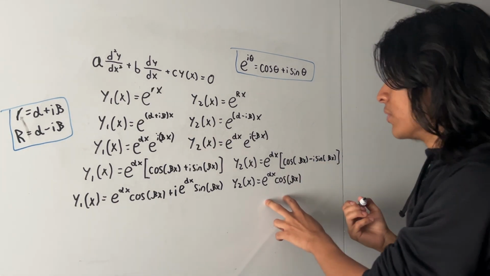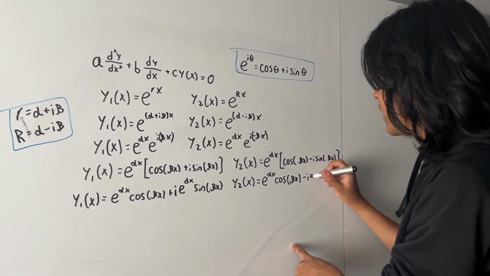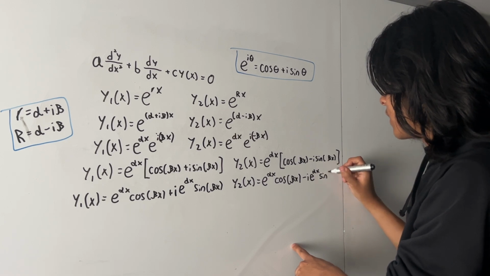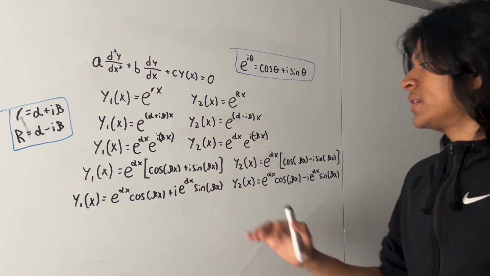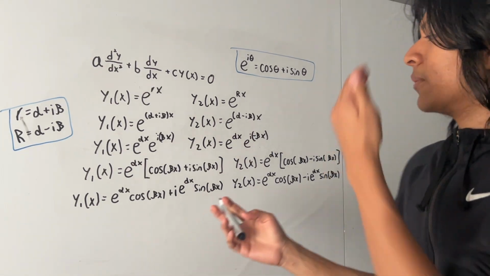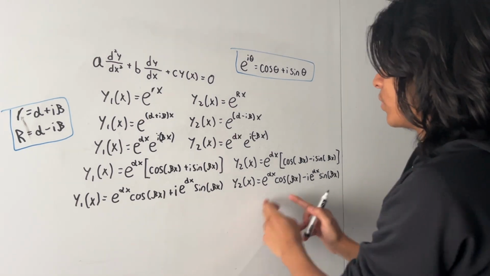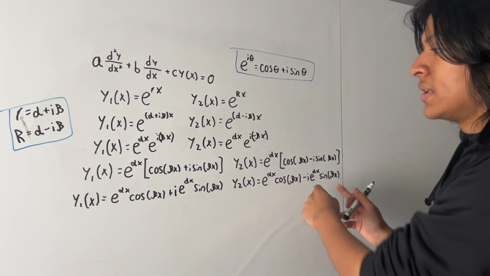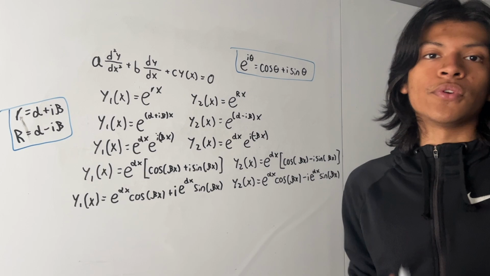Again, this part is real right here. Then we would have minus i e to the alpha x sine beta x, and yeah. So notice how these two parts are similar. We have a real number in both cases, and we also have a complex number in both cases. And we're gonna go further with this.